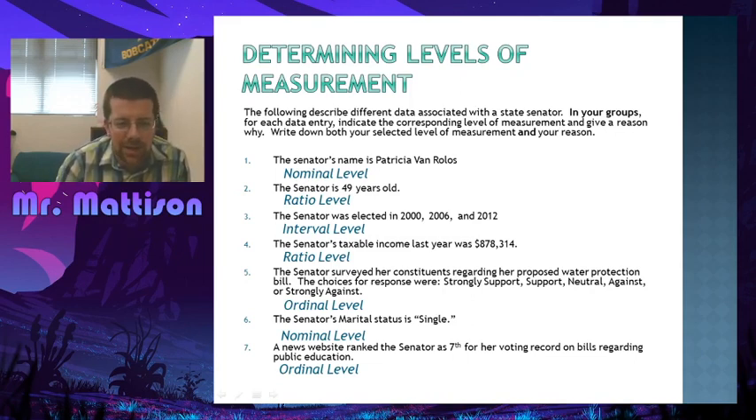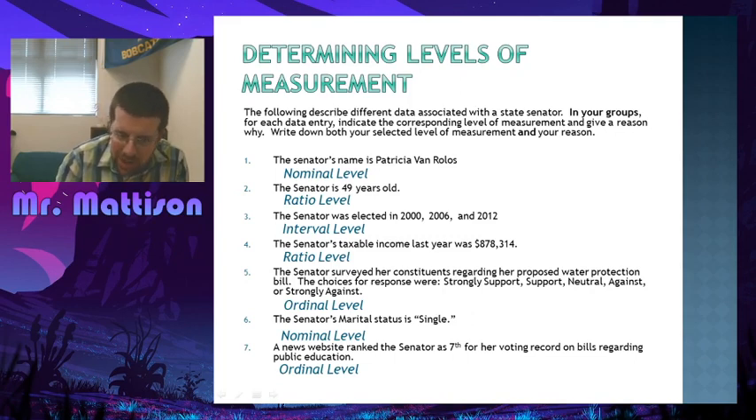And then the last one here, a website ranked them 7th in their record for voting on bills regarding education. So again, there's a ranking there. It's first, second, third, fourth, fifth, sixth, seventh, eighth, ninth, 10th, whatever, right? So I can order those in a way which kind of makes sense.